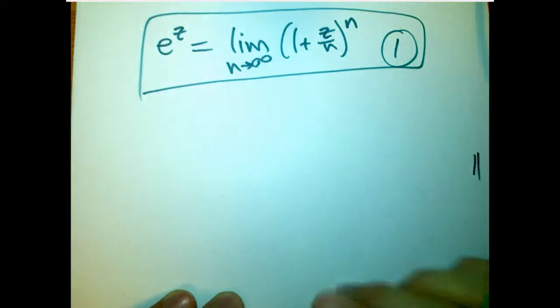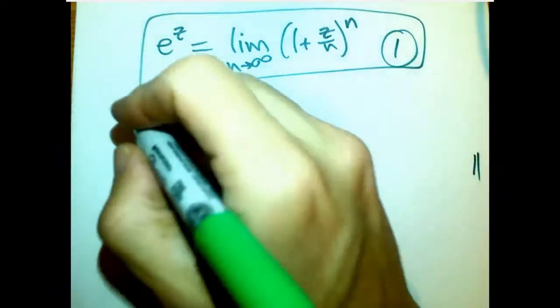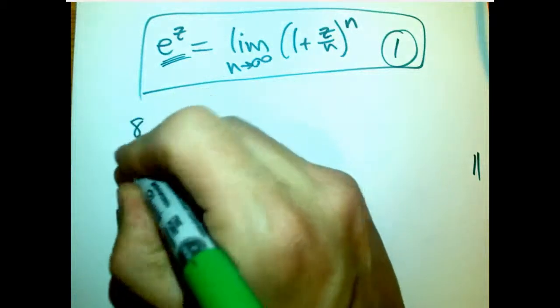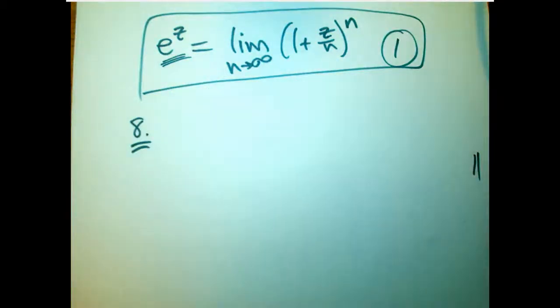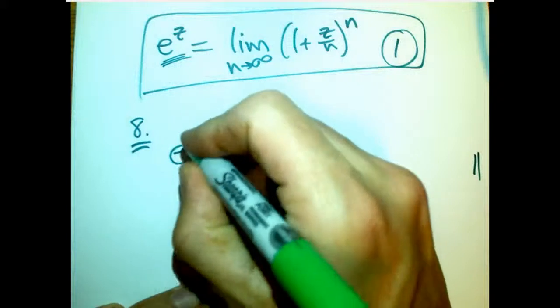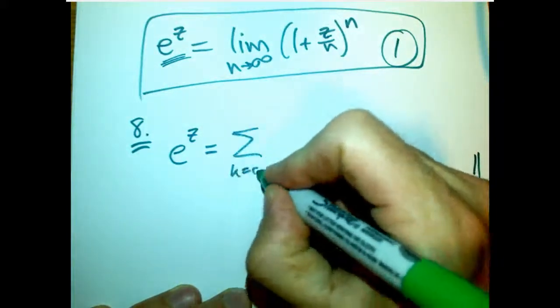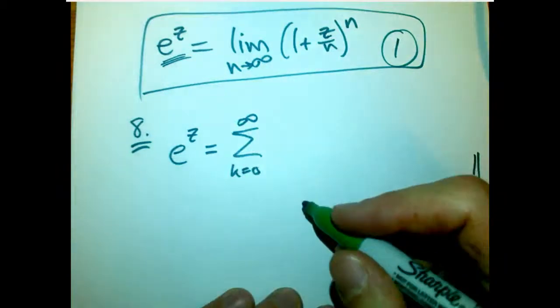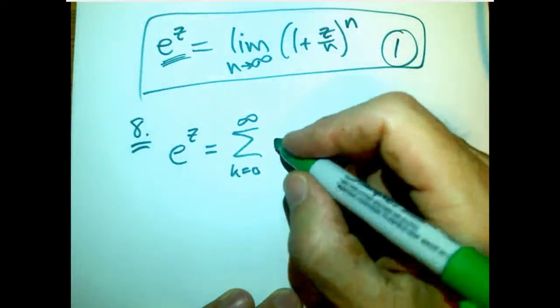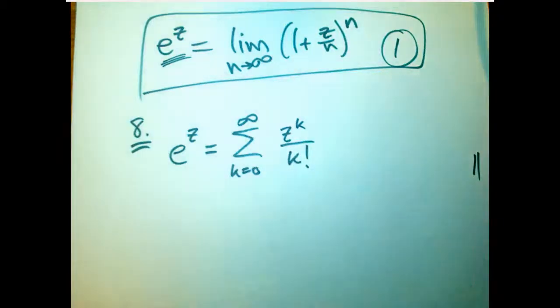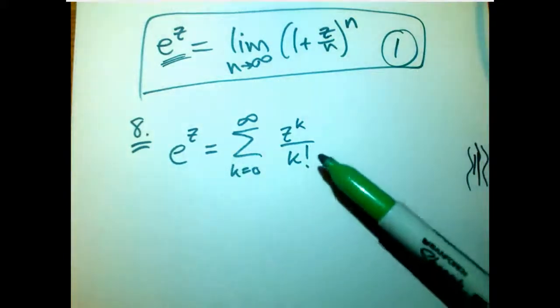Let's look at the big alternate definition of e to the z. This is going back to problem 8 in the part 2 PDF. We're going to define e to the z by exactly the same power series that you can use to define e to the z for a real number.